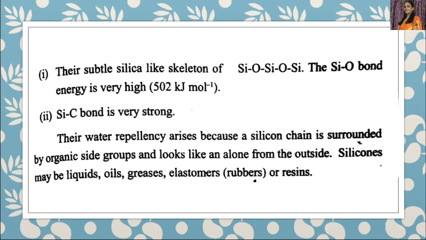And their water repellency arises because the silicon chain is surrounded by organic side groups. Due to the presence of organic groups, silicones are water repellent. And the silicones may be liquids or oils or greases, and they are also rubbers or elastomers and resins.